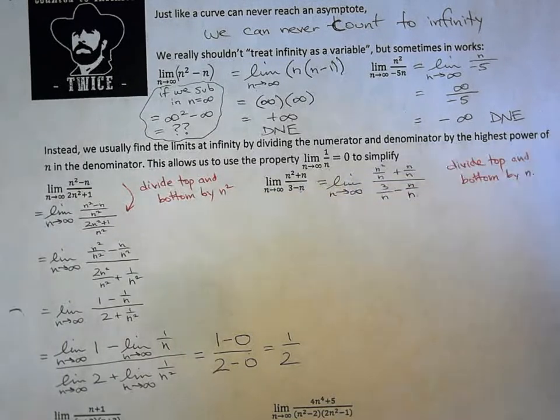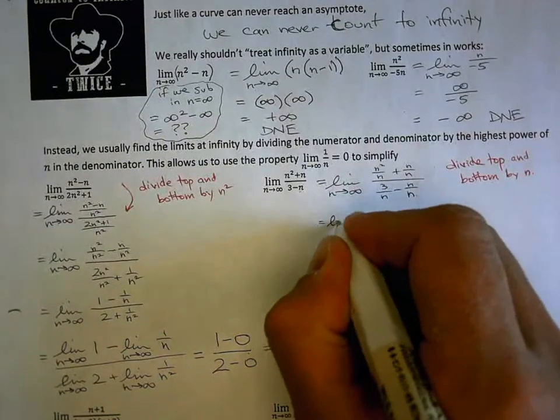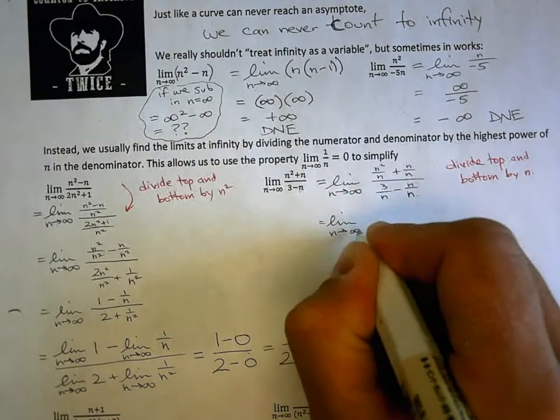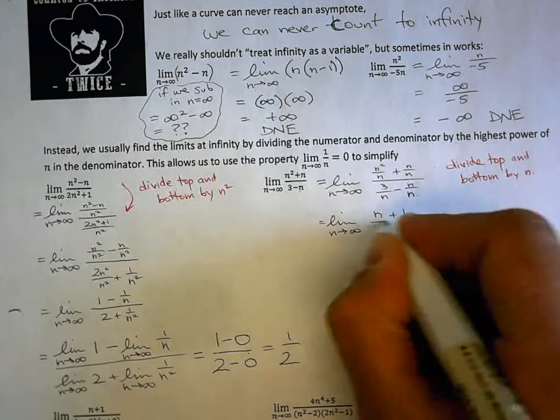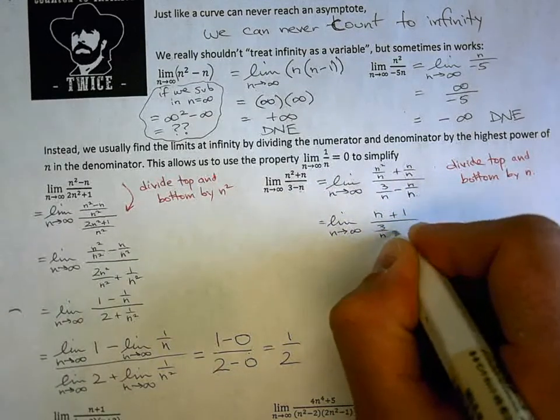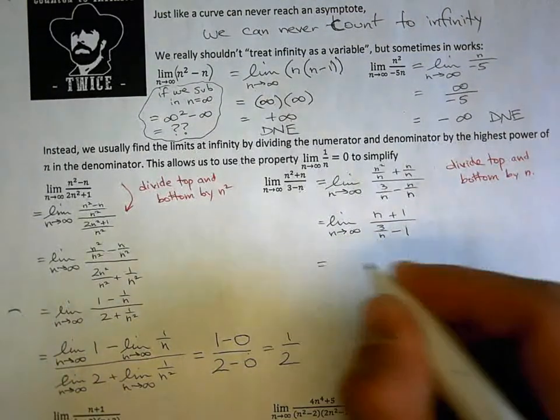Divide top and bottom by n. Great. Now I can rewrite this. So I have n squared over n, that's just n, plus 1, over 3 over n minus 1. Okay, now we can do my substitution.